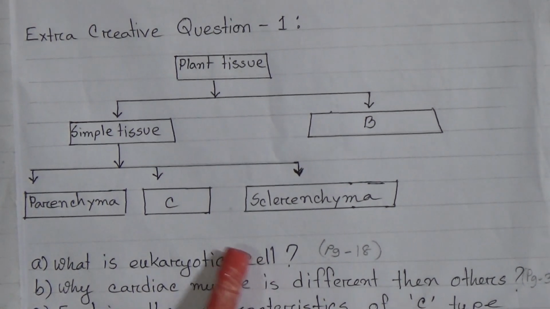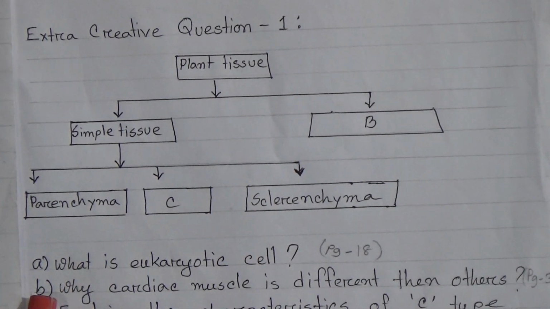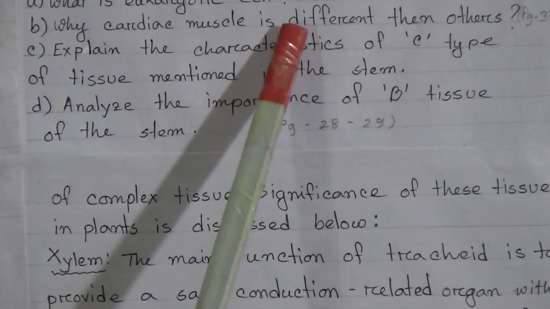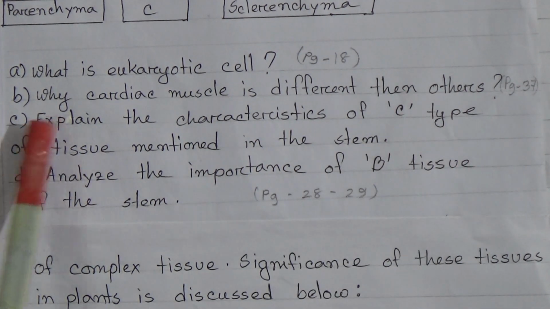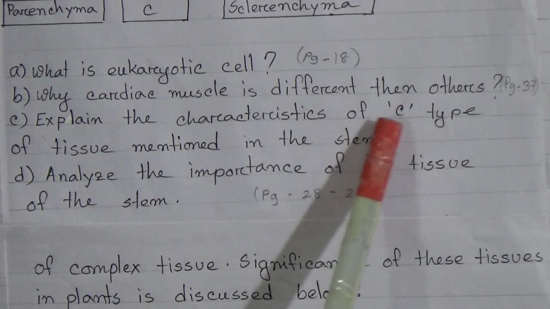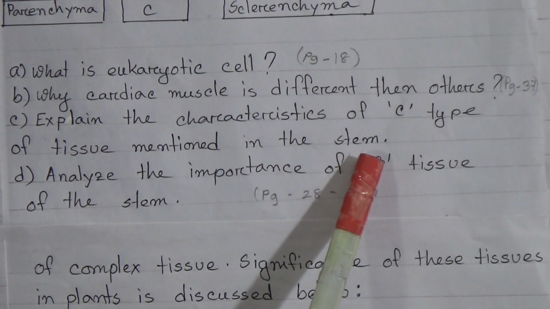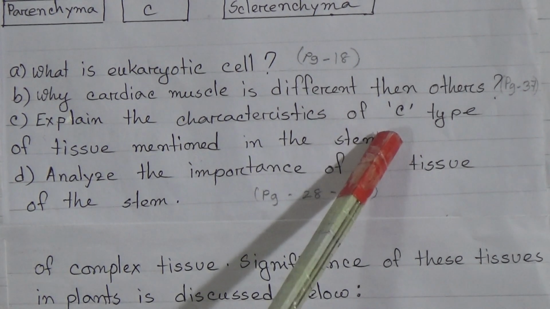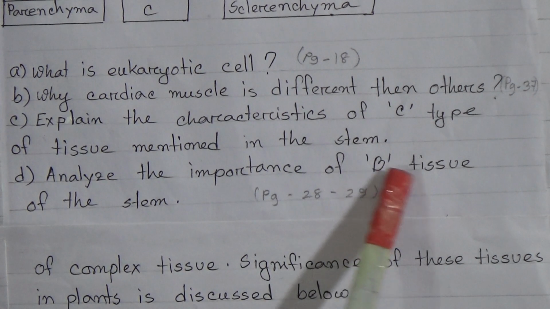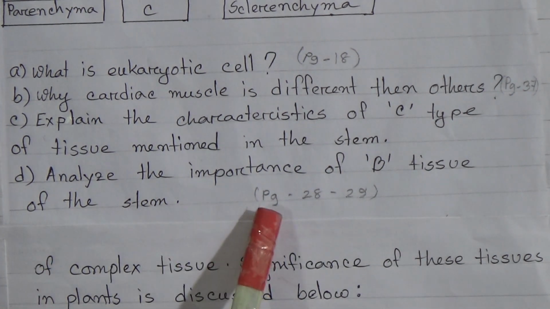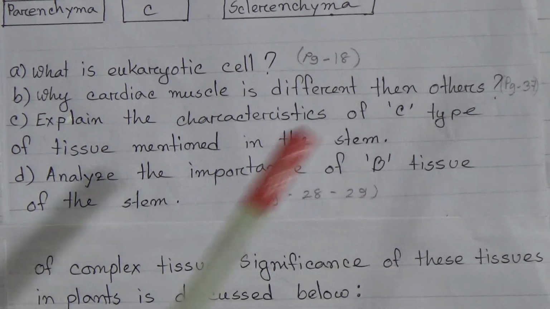What is a eukaryotic cell? You will get the answer to that question on page number 18 of your book. And question B is, why is cardiac muscle different from others? You will get that answer on page number 37. And come to C: explain the characteristics of C type of tissue mentioned in the stem. Dear students, you will get this answer on page number 27, and this will be your homework. And the last one: analyze the importance of B tissue of the stem. You will get that answer on page number 28 and 29 of your textbook.